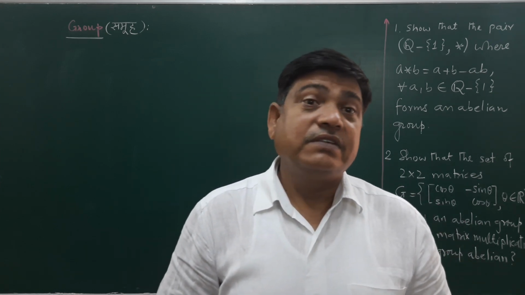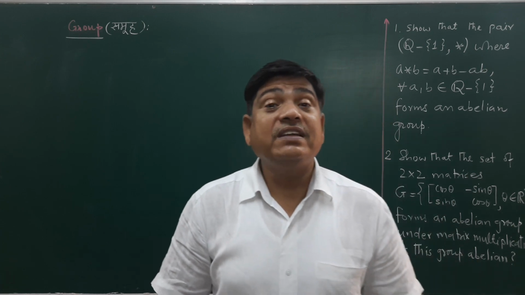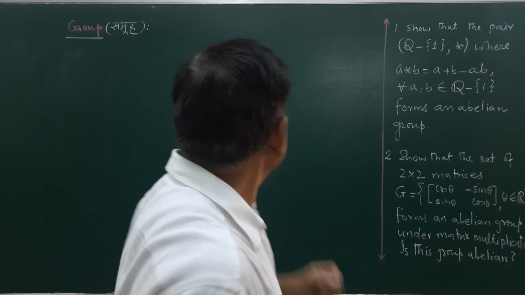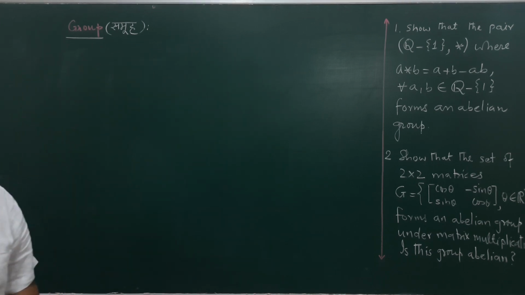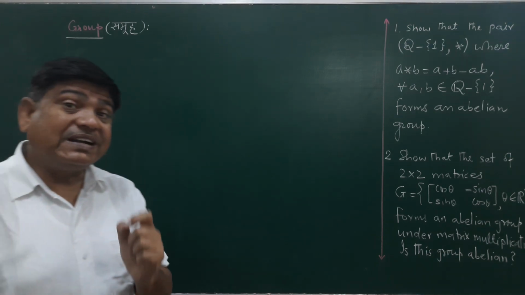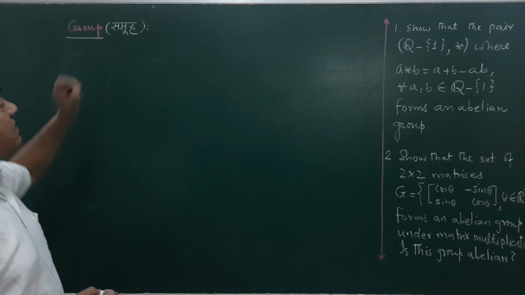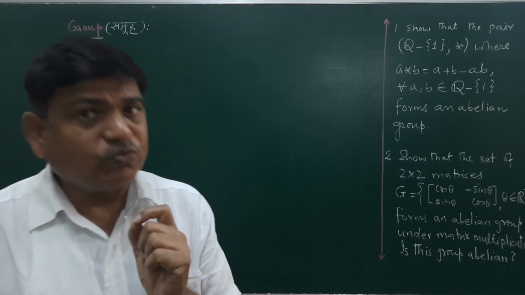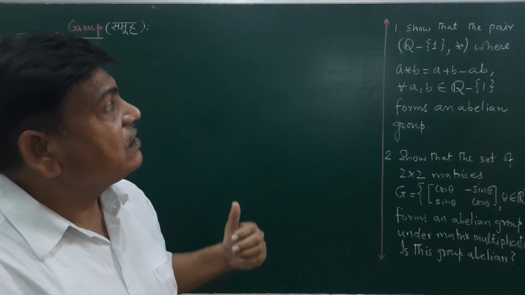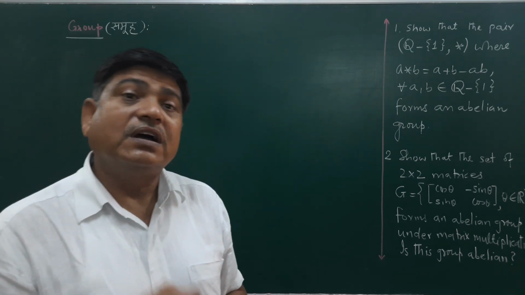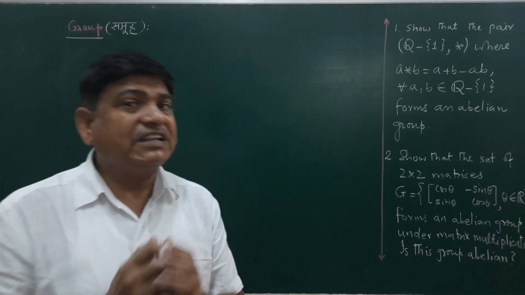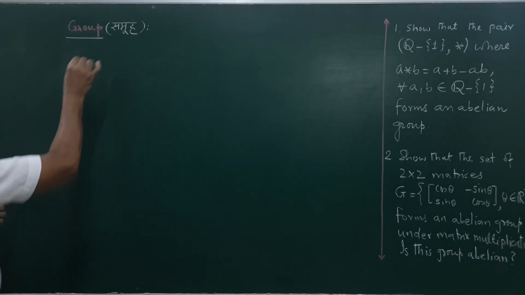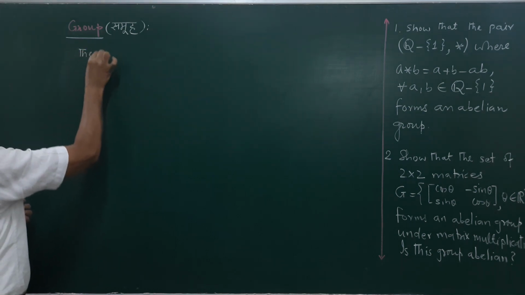These days, we are doing a very important concept of abstract algebra, that is group. We have already defined the word group. Let us revise this one, and we will develop some problems on this, how to prove the given algebraic structure as a group. So let us continue. Group means the pair.